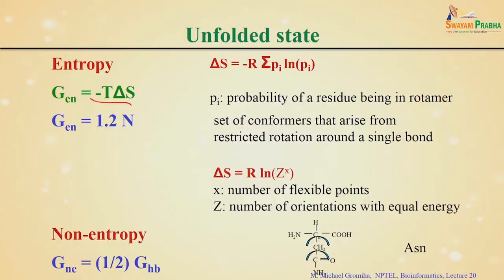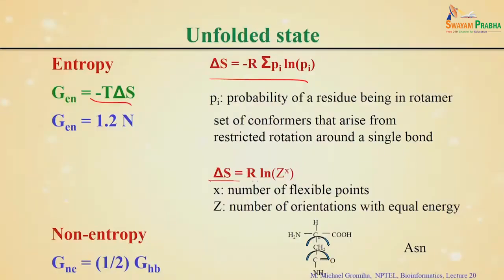Now, we calculated almost all the free energies at the folded state, the enthalpy terms. Now we go with the entropy term. This is a randomness. We can calculate minus T delta S. For delta S, you can calculate the probability of a residue in a specific rotamer. In this case, delta S equals minus R sum over i of Pi ln Pi. This is the probability of a residue in a specific rotamer, in a specific conformation, rotated around any single bond. How many conformations each atom can take.